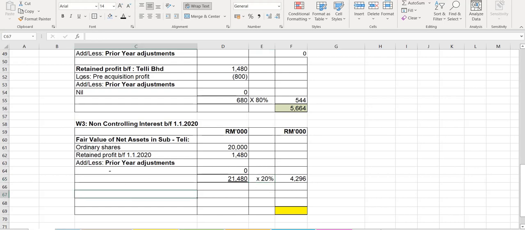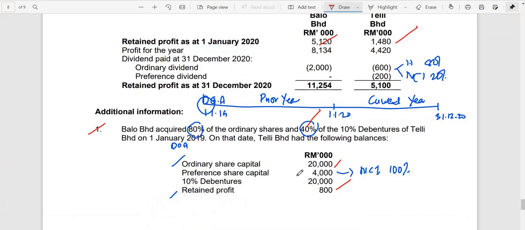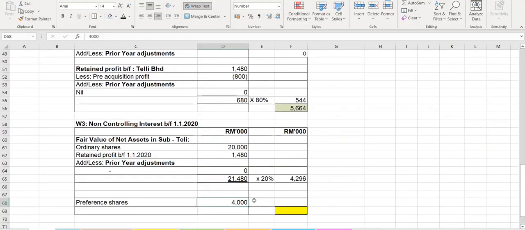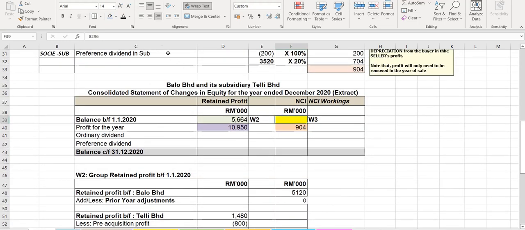Don't forget about the preference shares. So remember earlier on you have the preference shares. Preference shares was having an amount of how much? You go and check the preference shares, 4,000. The 4,000 is here in this question. So you take that figure, that is 100%. So 100% is the non-controlling interest in preference shares, and therefore you get 4 million, sorry, 4 million. You look at the column here, it has the sign there, 4 plus 4296, 8296. So this 8296 will be put here.